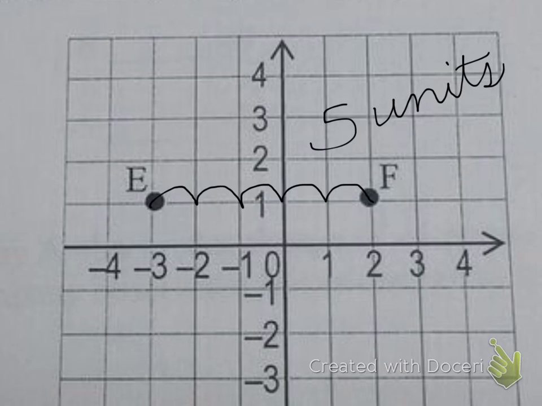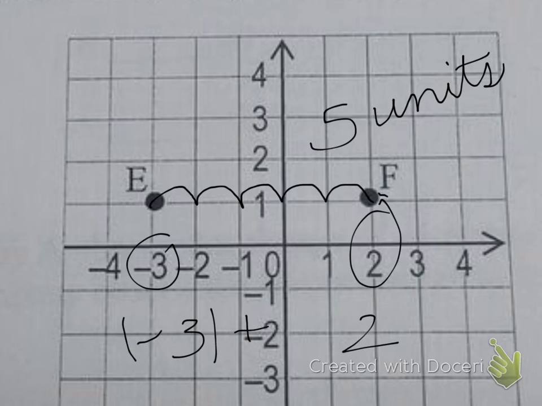We could also say this f is over here at a 2, and this one is at a -3, and we can add the absolute values. The absolute value of -3 is 3, plus 2 is going to be our answer, 5 units.